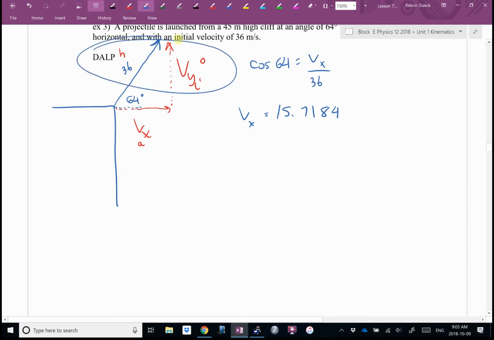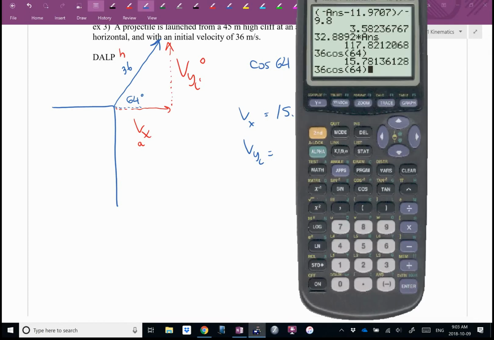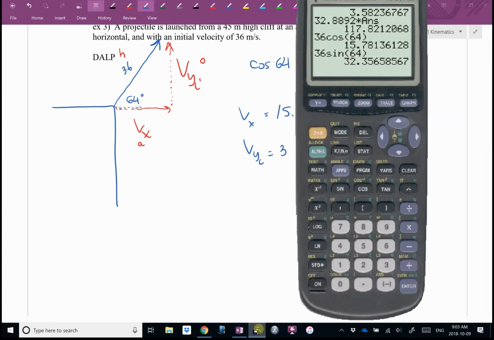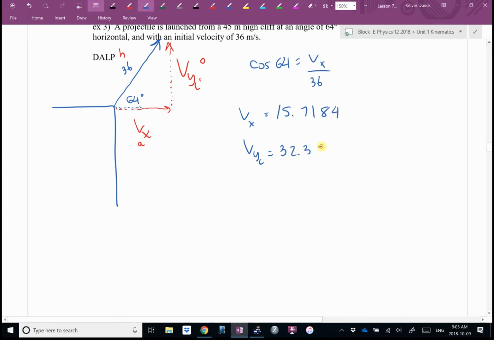Which trig function is Vy going to be? Sine? So does that mean it's going to be the same as this but with a sine right there? So I can just backspace and edit if I'm clever. 32.3566. What did I say? 32.3566.